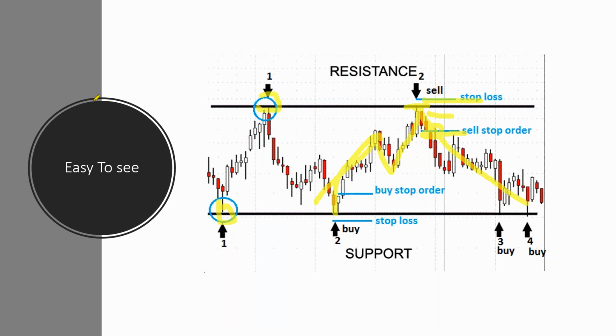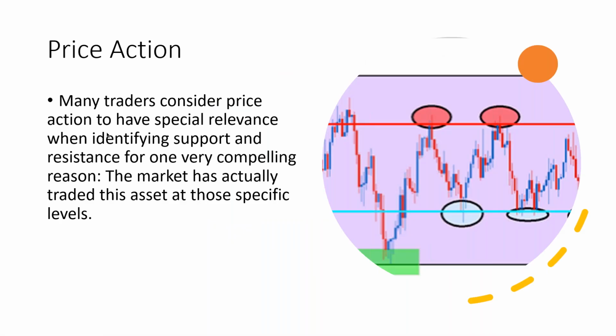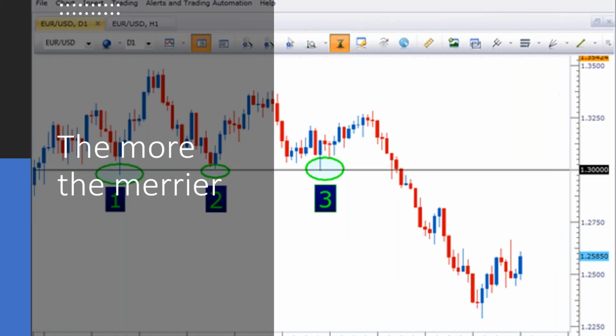So there are many different strategies that aren't very complex. You just have to write them down and test them and figure the innuendo out, because I just give you some highlights, but not one of them is a tradable strategy because I haven't explained enough to you to learn about it. So many traders consider price action of special relevance when identifying support and resistance. And one very compelling reason: the market has actually traded this asset at those specific prices in the past. And the more times that prices hit that particular level in the past, that resistance or support level, the more reliable it is.